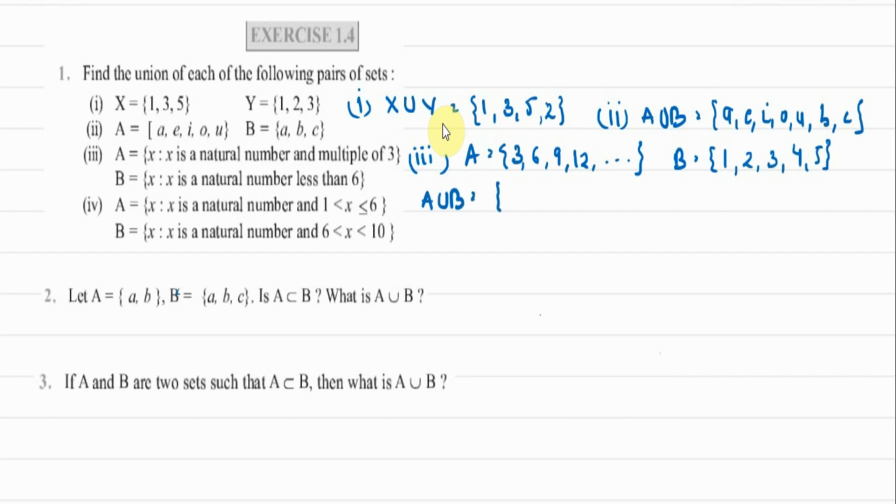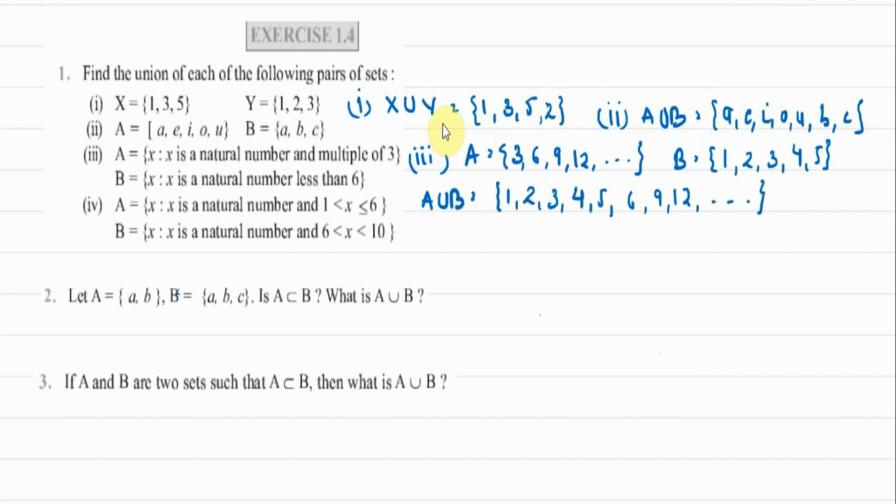So we can start writing the elements of the set which is finite. So we can start with B: 1, 2, 3, 4, 5. Now we come to set A. 3 we have already written. Now we will write the remaining elements 6, 9, 12 and so on. So this becomes our A union B.